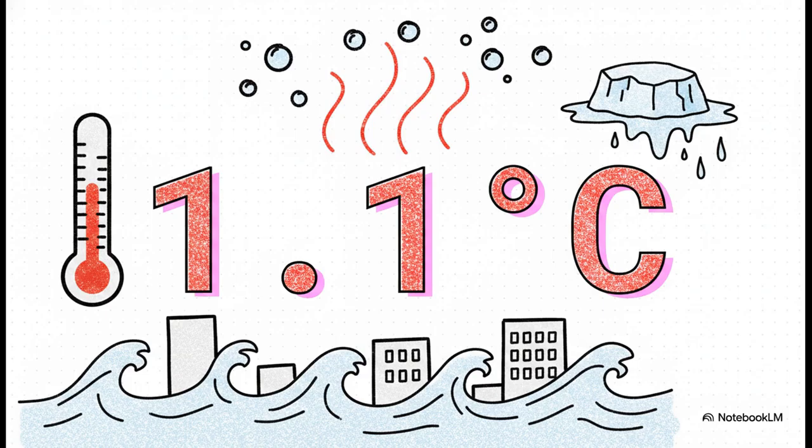Now, I know 1.1 degrees sounds like a pretty small number, right? But you have to view this in the context of a global planetary average. 1.1 degrees is a highly significant, deeply impactful amount of added thermal energy to our system. This specific added energy is actively driving the rapid melting of polar ice caps and Himalayan glaciers, which in turn causes the thermal expansion of our oceans and rising sea levels, directly threatening coastal cities worldwide.